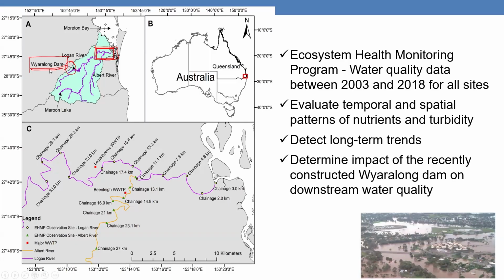Here is the dam. So our study will help them to do some evaluation: what is the water quality and conditions, and how we manage this dam. And in this Logan catchment, the purple one is the Logan River, and the yellow one is the Albert River. They meet over here, and then come all the way to Moreton Bay, the lower part of Moreton Bay.